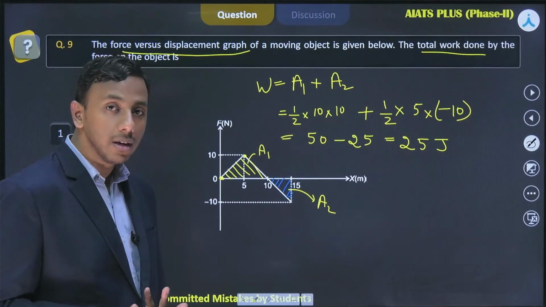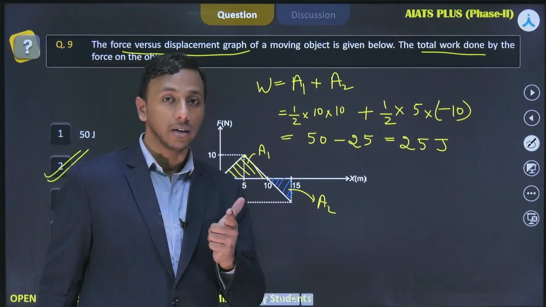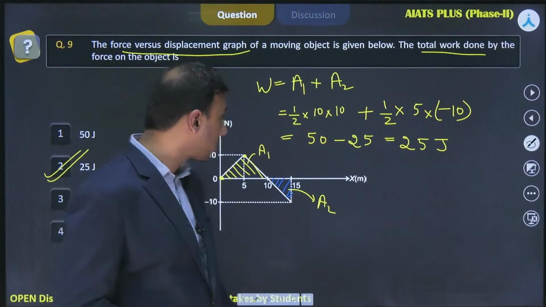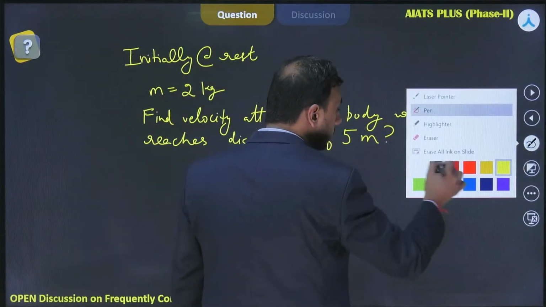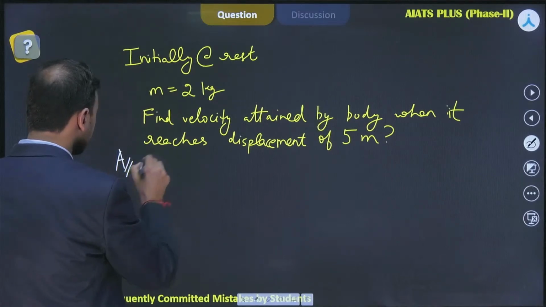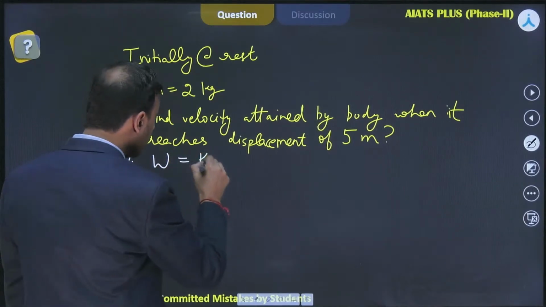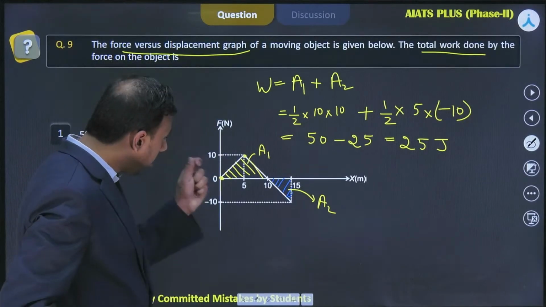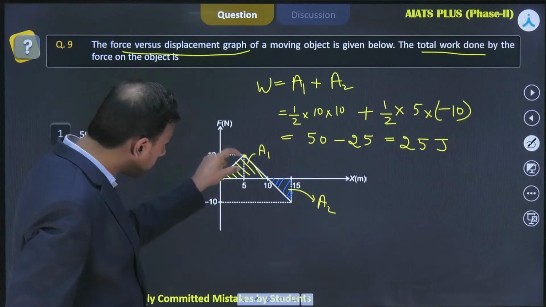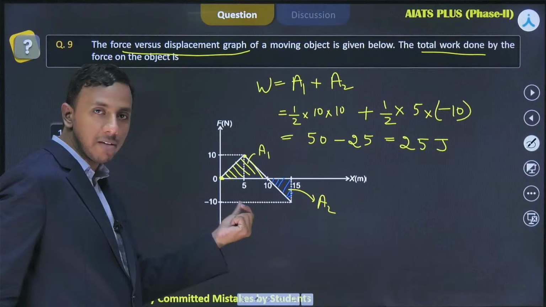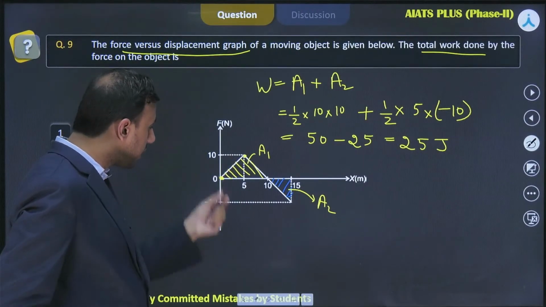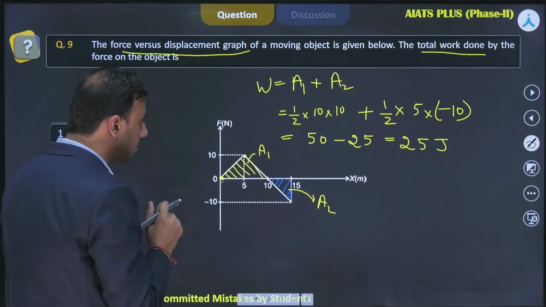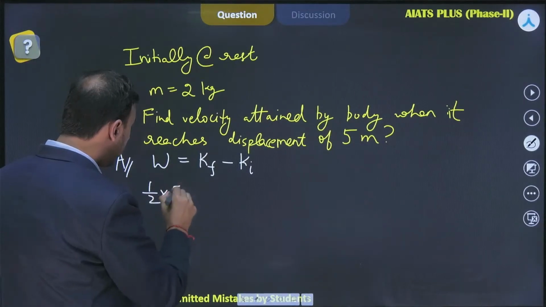So how will we do this question? We will use the other formula for work done, which I had made you write. What was that one? Work done is equal to change in kinetic energy. So K final minus K initial. Now what would be work done? It would be the area of not the whole triangle, only this small portion of the triangle, because we are concerned only with x equal to 0 to 5. So what would be the area of the small triangle? Half into base into height. Base is 5, height is 10. So work done would be half into base into height.